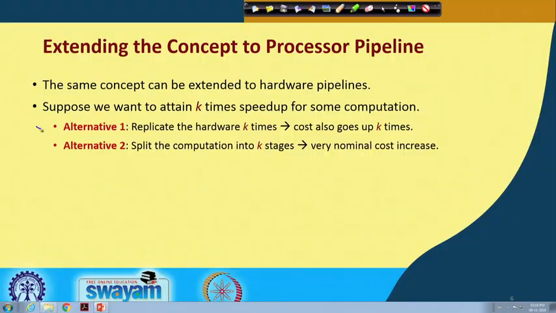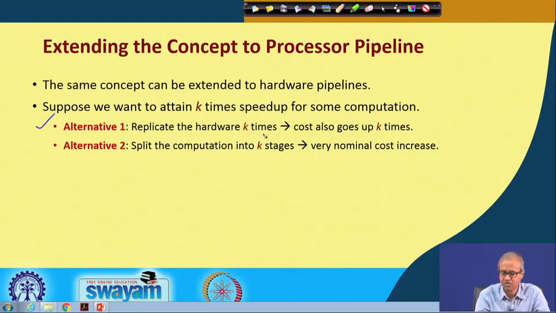So, alternative 1 is to replicate the hardware k times, but if you do it, the cost will also go up k times, because you have to buy k copies of the CPU. Alternative 2 is to split the computation into k stages. Here you are not multiplying the hardware by k, rather you are splitting the hardware into k pieces, a very nominal increase in cost. Okay.